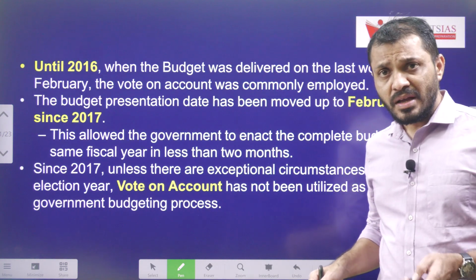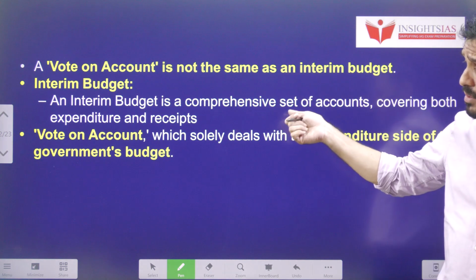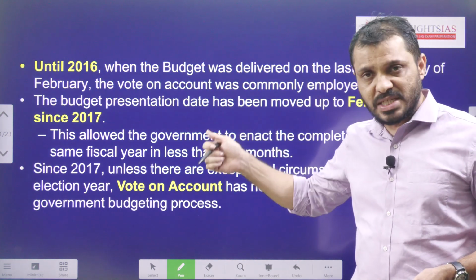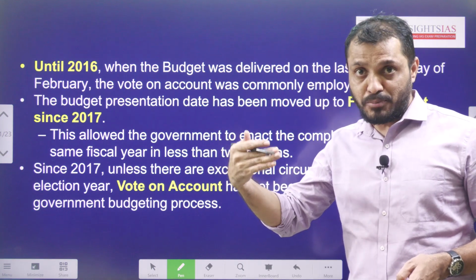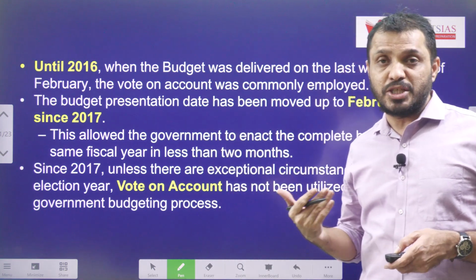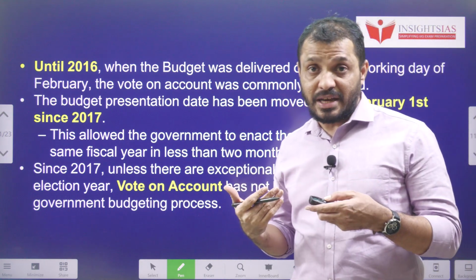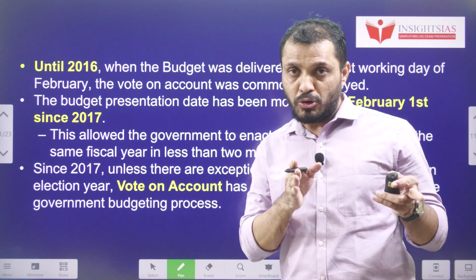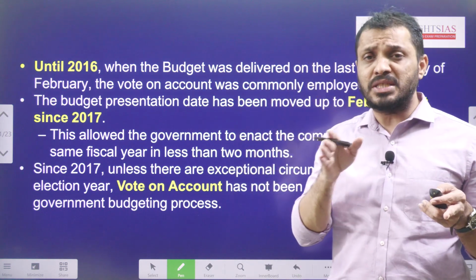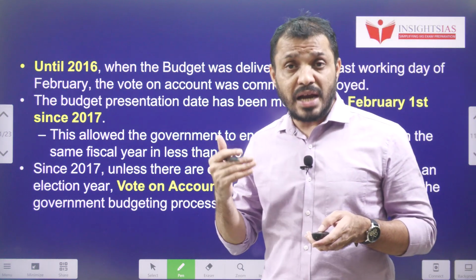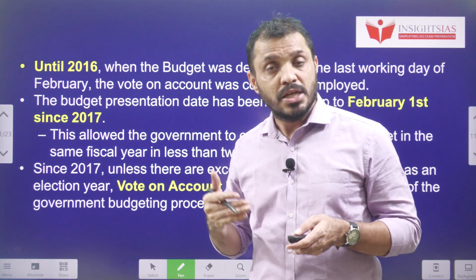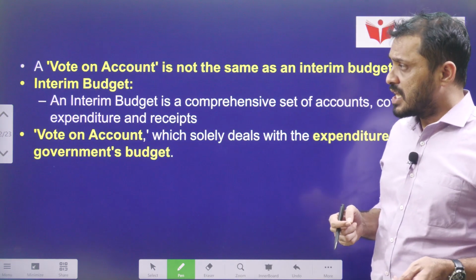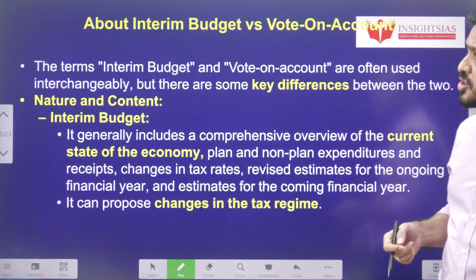Now the interim or vote on account budget is not that much in use because since 2017 we preponed the budget, and now we are introducing the budget on the first working day of February. That means almost one month has been preponed. Because of that, the actual budget will be passed by the end of March and the money will be available in the new financial year. So the vote on account budget has become irrelevant. That is the reason it is not that much in use now.